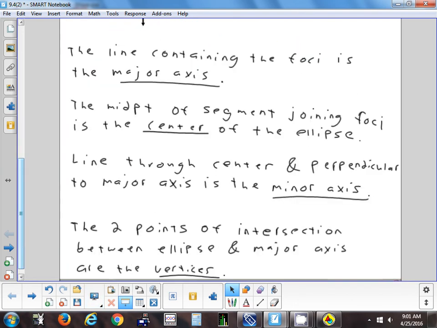Any questions on those terms? Those are pretty much all the basic vocabulary we need to know. We will see the word vertices again tomorrow. We'll see the word center, and we'll see the word foci. Those are all going to come back tomorrow.